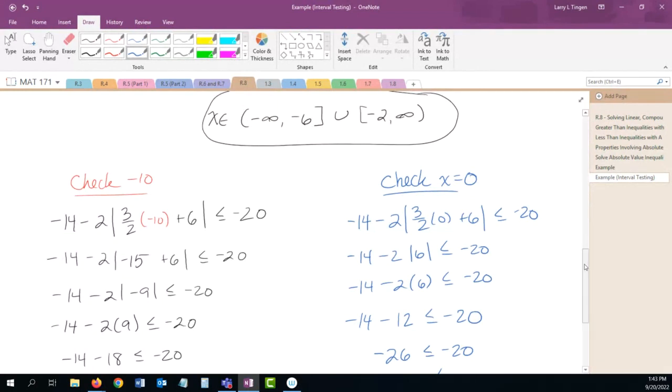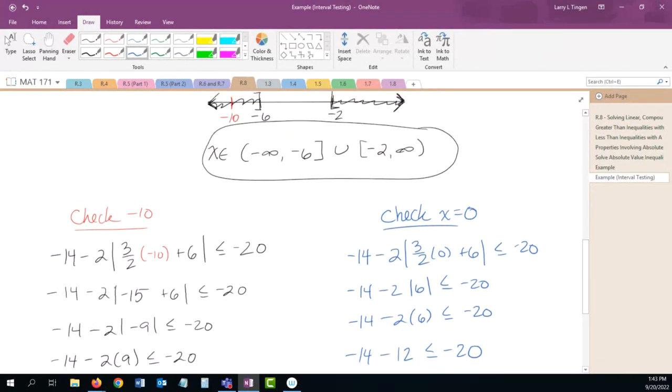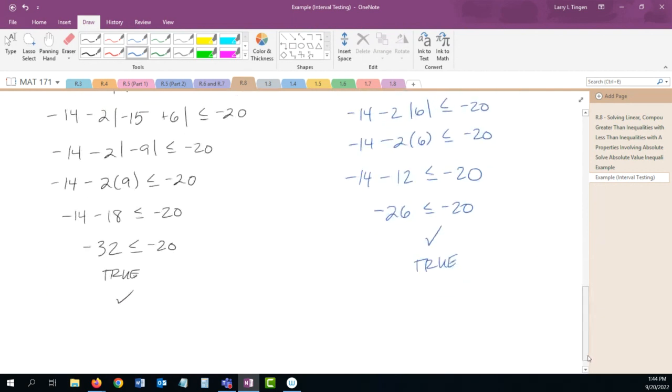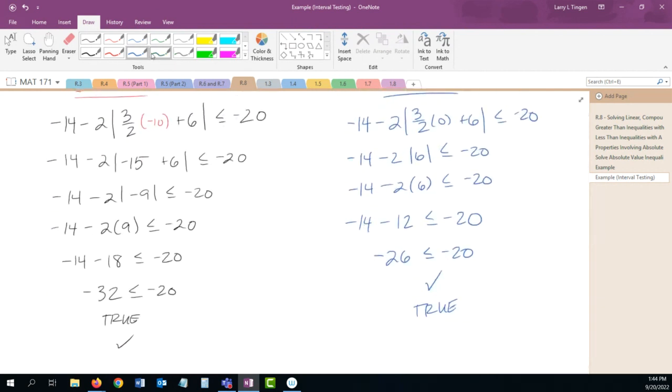So numbers between negative 6 and negative 2. I'm going to go with negative 4. And the reason I'm going to do negative 4 is take a look on the inside of the absolute value. See that 3 halves in there? That's going to then times x. If I put something that is a multiple of 2 in there for x, that fraction will go away. And if the fraction goes away, it just makes the whole problem a lot easier to work.